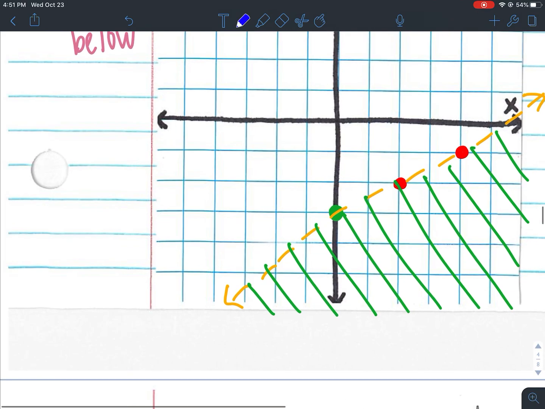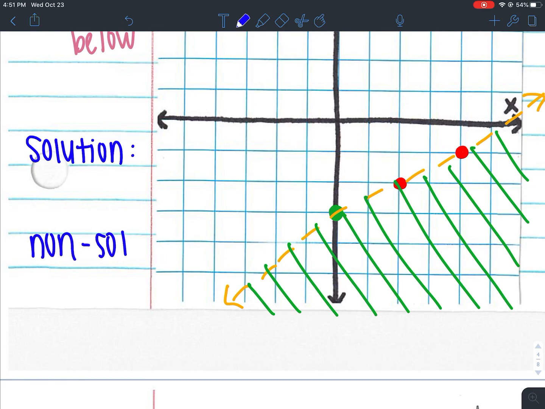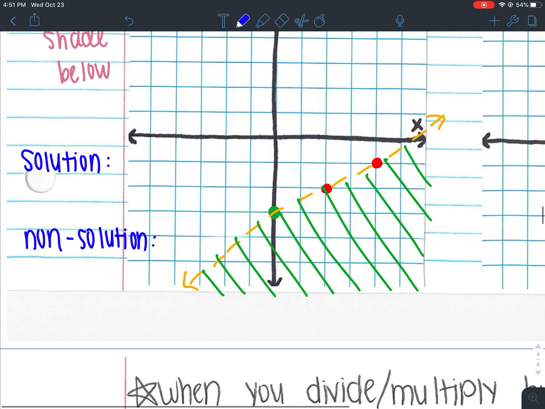And then the next thing I want to mention is something that I left off of the notes. There's things called solutions and non-solutions. So go ahead and write solution on the side of your paper and then non-solution as well.